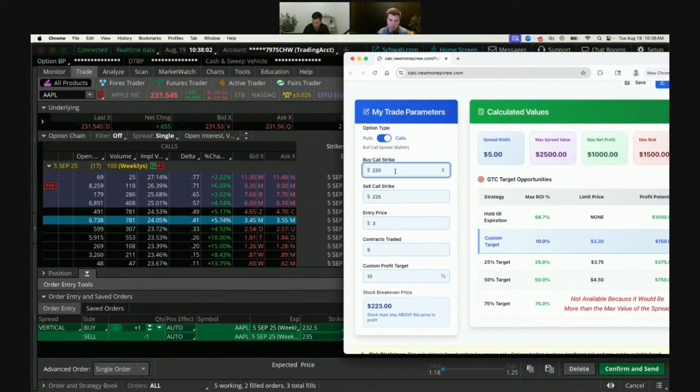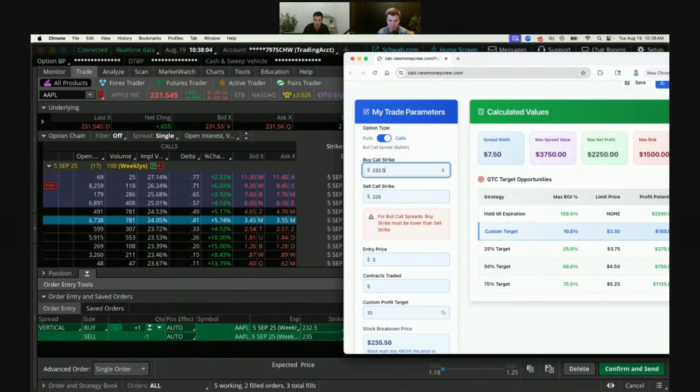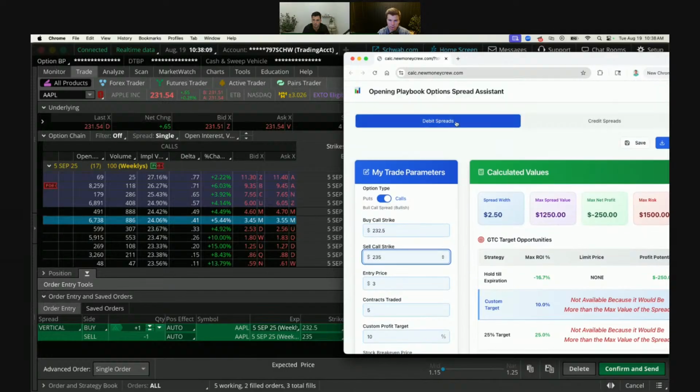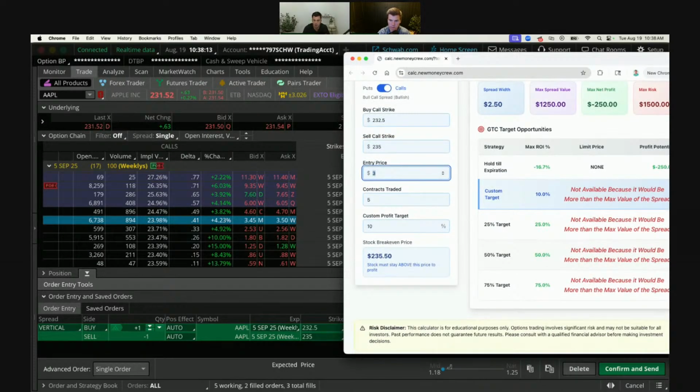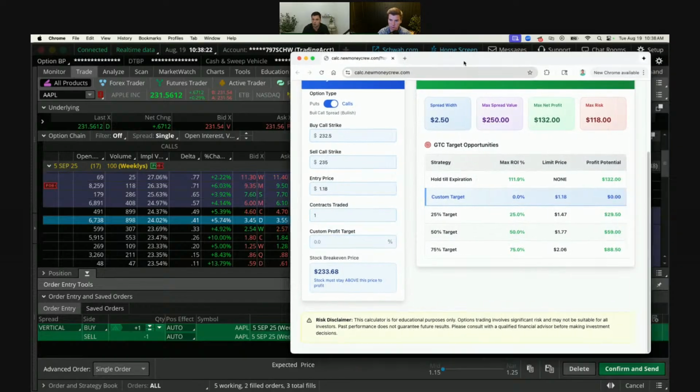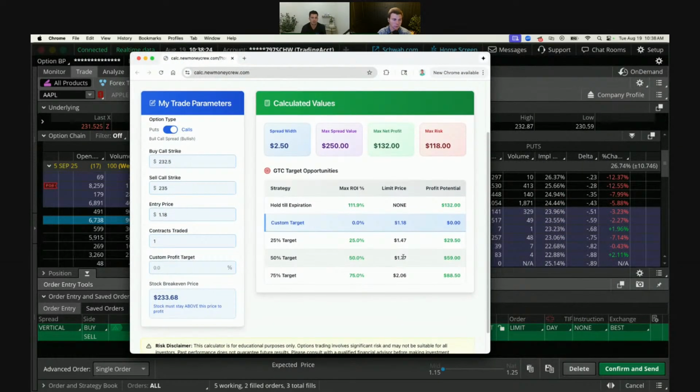We're buying the 232.5 strike. We're selling the 235 strike. You can see here I'm using the debit spread calculator on the call side. Entry price right now is 118. Just put in 1 here for example's sake. Take out the profit target. What's cool here is now that Nate has finished improving our calculator, it gives us basic targets, gives us a custom target, which I currently have at 0, and what happens if we hold till expiration.